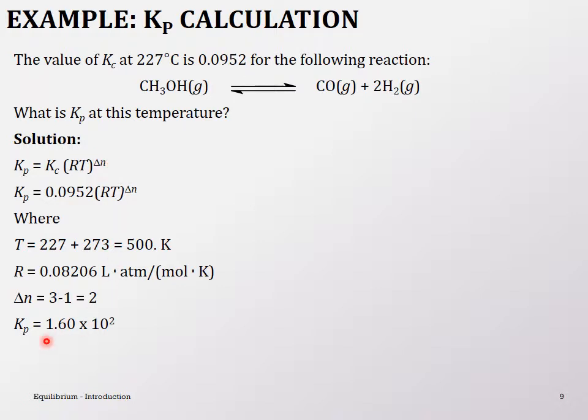So Kp is equal to 0.0952 times R, which is 0.0821, times temperature, which is 500. You put that in brackets, and then you square everything, okay? And once you square everything, this is the answer you should get. Try it out.